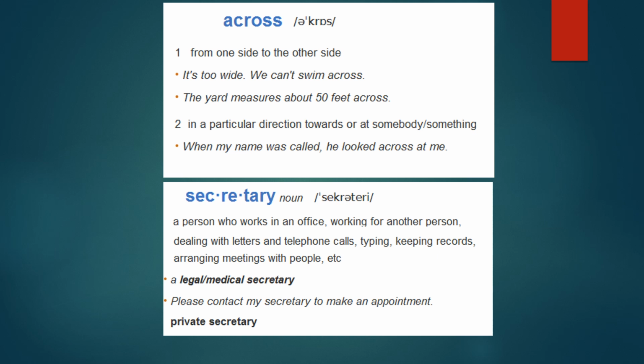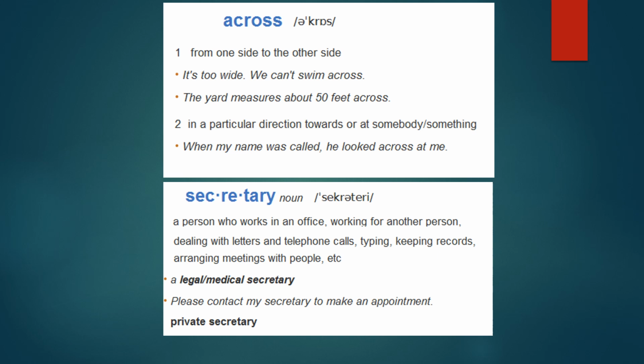Next word is across. That means from one side to the other side. Example, it's too wide. We can't swim across. The yard measures about 50 feet across. Second meaning, in a particular direction, towards or at somebody or something. When my name was called, he looked across at me.